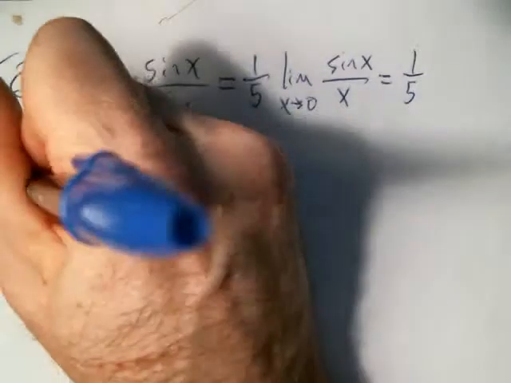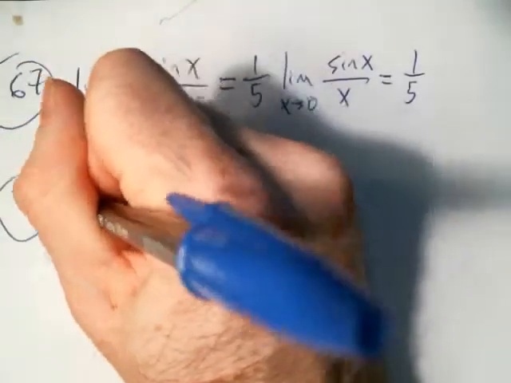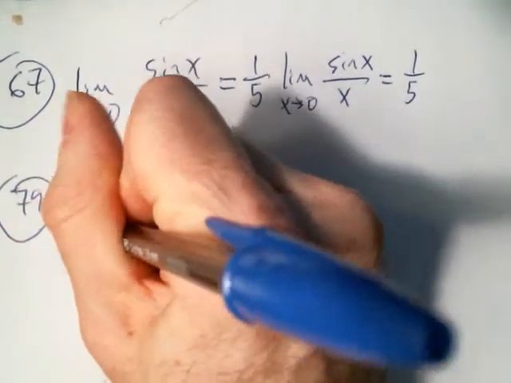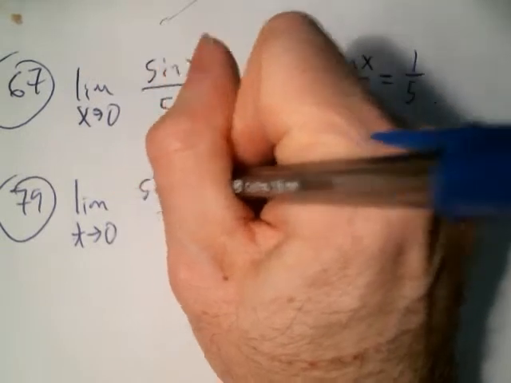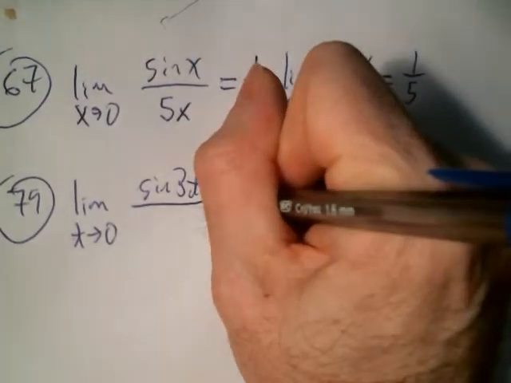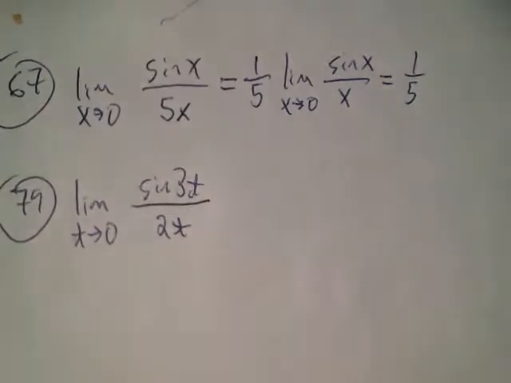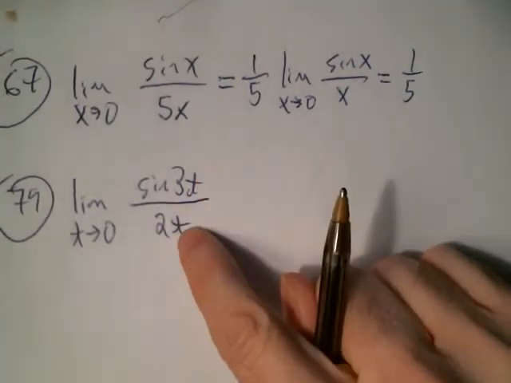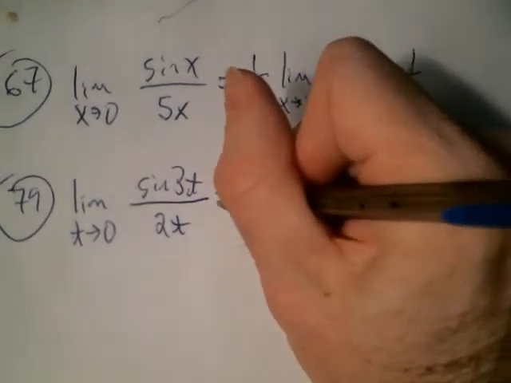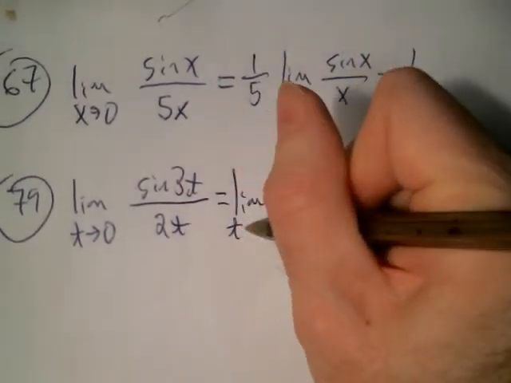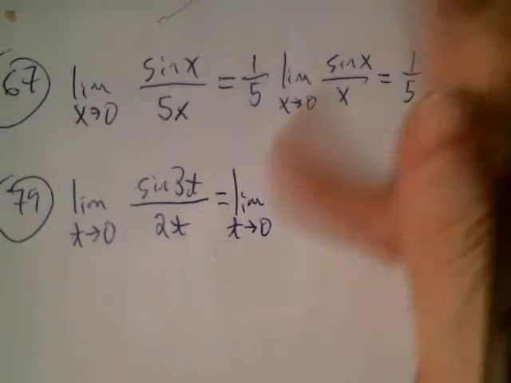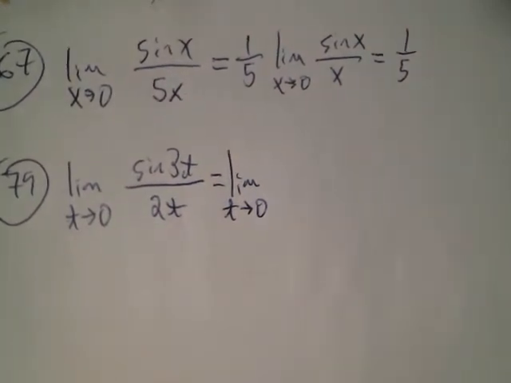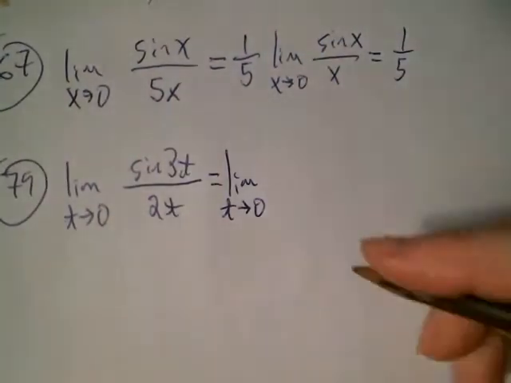Here's 79. This one's a little trickier. We have sine of 3t all over 2t. Again, we need to get the angle here and the angle here to be the same. So I want 3t and then 3t down here. So you're going to have to do some clever arithmetic as the gateway. So the gateway to solving this problem is arithmetic.